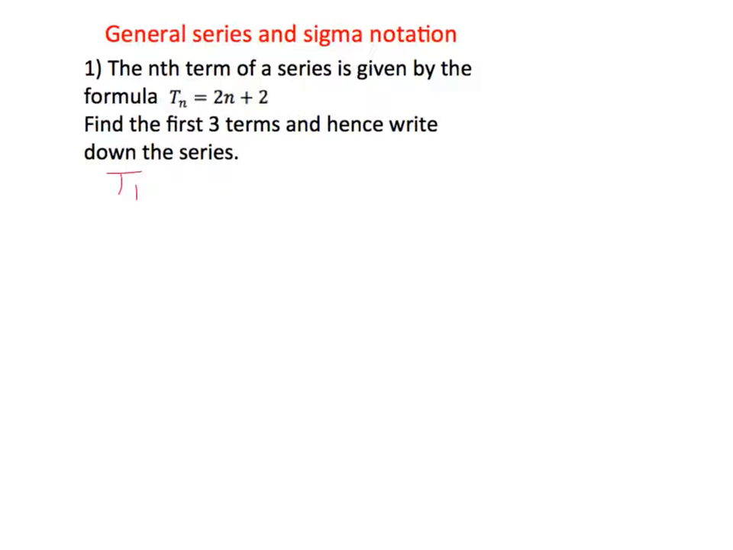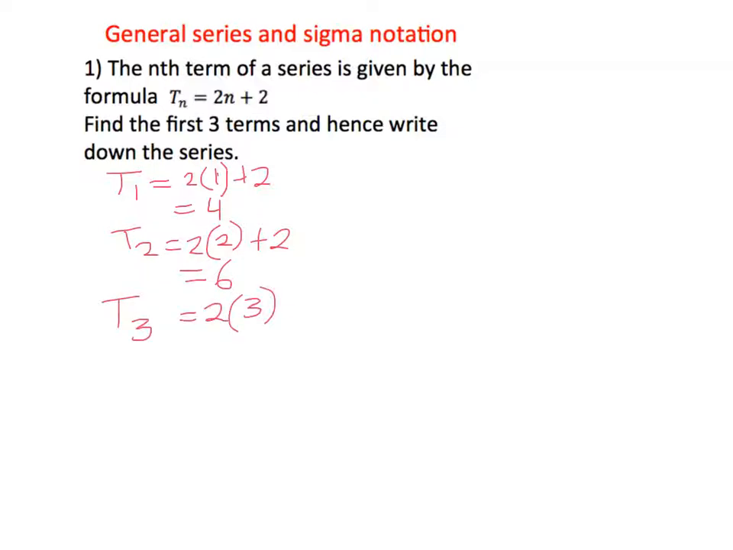There's just a new little notation. T1 means the first term. So that's going to be 2 times 1, which is 2, plus 2, which is 4. So the first term's 4. The second term is going to be 2 times 2, plus 2. 2 2's are 4, plus 2 is 6. So the second term is 6. And the third term is going to be 2 times 3 plus 2, which is 8.